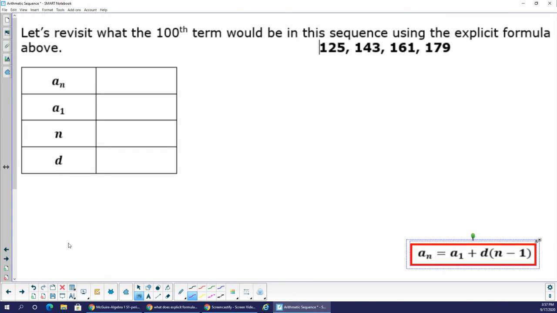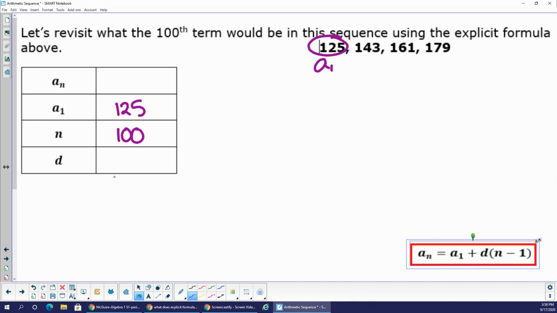Okay, so it says let's revisit the 100th term in the sequence using the explicit formula. So right here I have 4 terms. Instead of me writing out 96 more terms, I'm going to jump to the 100th term. All right, so the first thing I want to do is I want to define these variables according to my context here. All right, so I know I'm looking for the 100th term, so n is going to be 100. All right, the first term in my sequence is 125. A sub 1 is my first term, so that's going to be a 125 here.